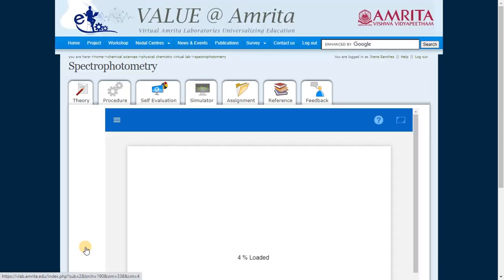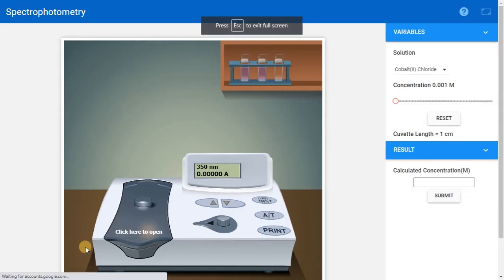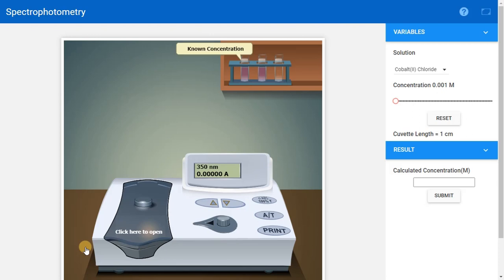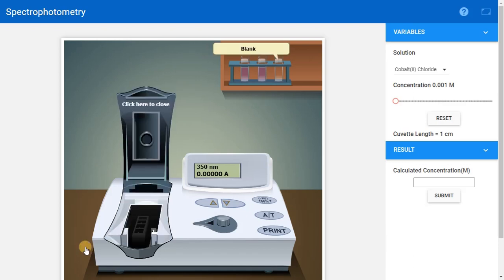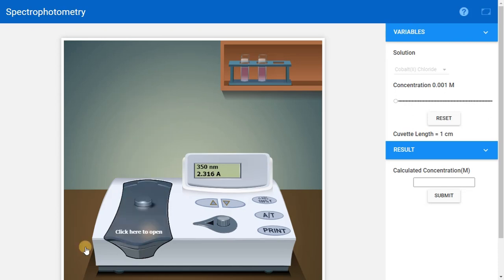Simulator. So click on the simulator again and then full screen. Okay, there are actually three types of cuvettes that we can place. So you choose the blank first. Just click once, imagine it goes inside, and then you close it. And then it tells us to press this 0 ABS 100% T. And take note that it's at 350 nanometers. This is the absorbance. Okay, so press. It becomes zero. Now it's good. We're done with the zeroing.